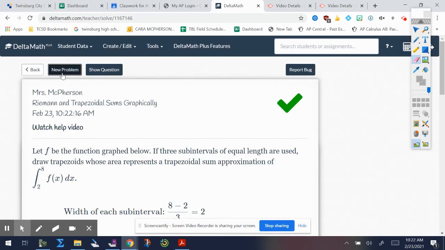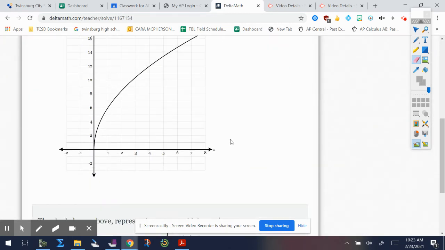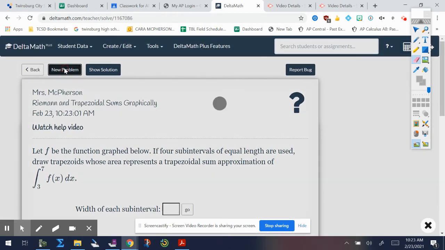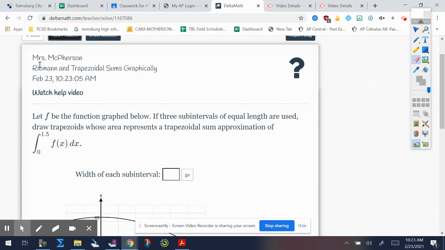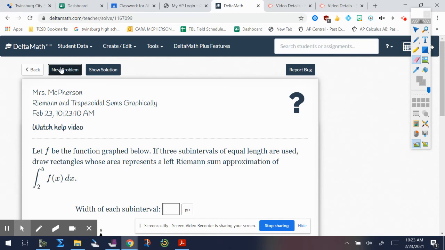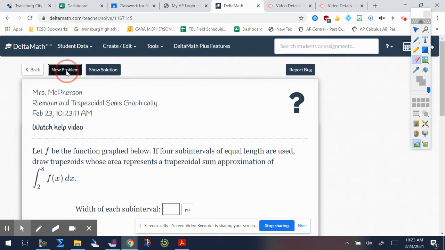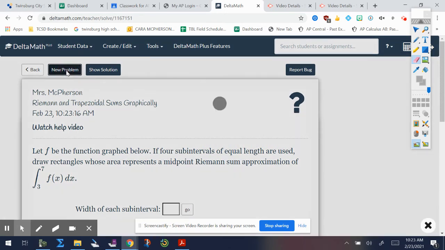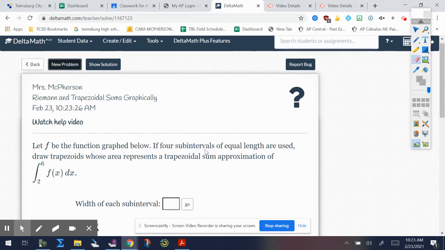Let me see if I can find a concave up one for you just so you can see how it looks a little differently. Nope, that's downward. Downward. There's got to be one here somewhere. Trapezoidal. Downward. I swear it exists. Doesn't want to show me an upward trapezoidal.